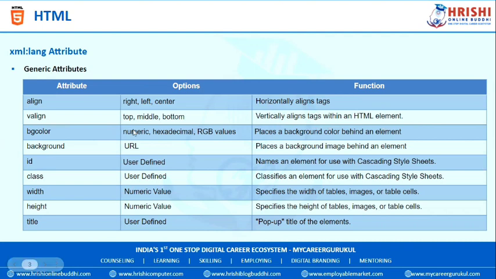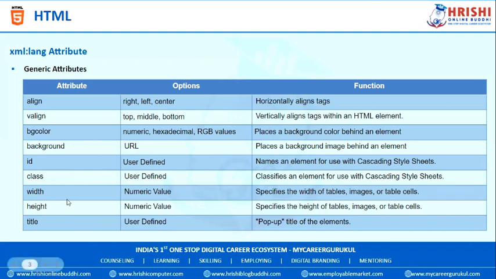Next is background, to give a URL. That is, the option is a URL, placed as a background image behind an element. Next is ID, which is user defined, a name and ID for use with a cascading style sheet element. Class, also user defined, classifies an element for the use of cascading style. As I have told you, ID and class are used basically to uniquely identify an element and then give the style.